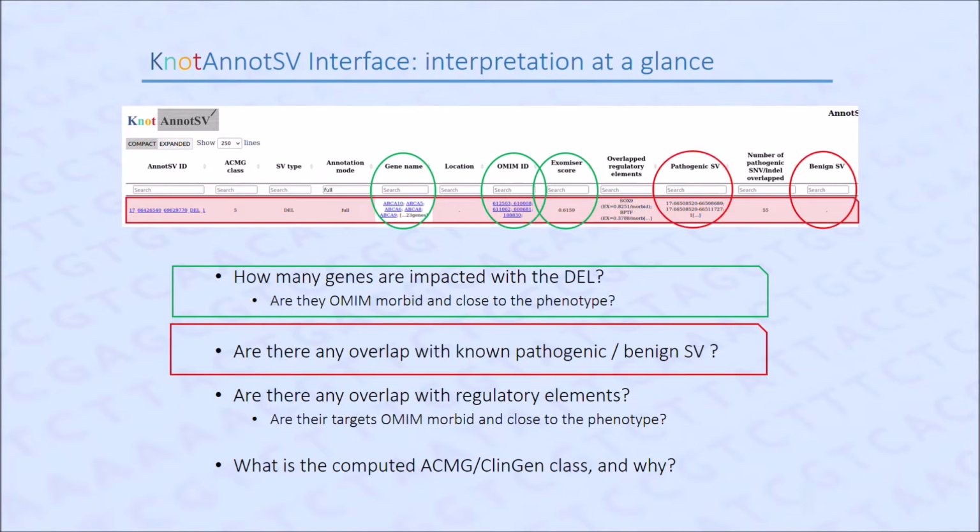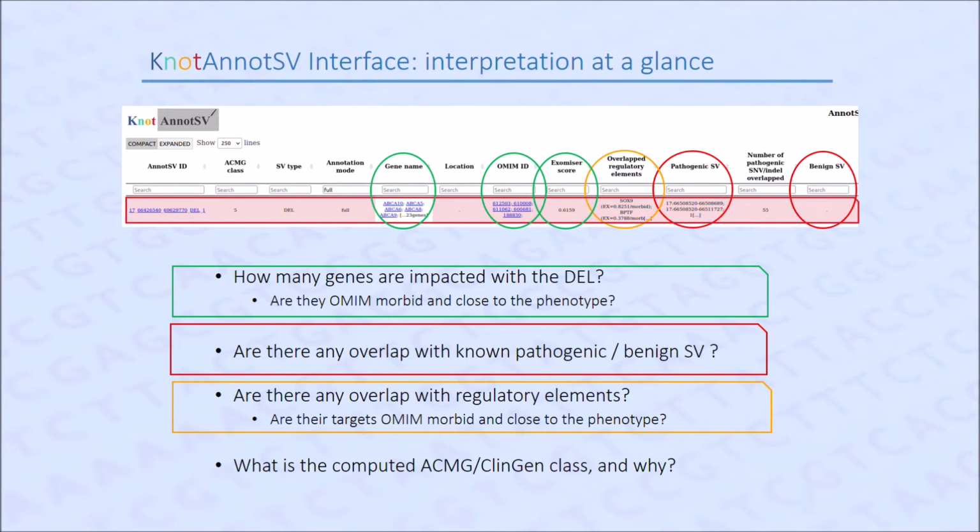Okay, next question. Is the deletion overlapping already pathogenic or benign SV? Actually, yes. As you can see, some pathogenic SV are overlapped with the deletion, but no benign SV overlapped the deletion. Next question. Are there any regulatory elements overlapped? What about their gene target? Are there morbid genes or genes close to the phenotype?